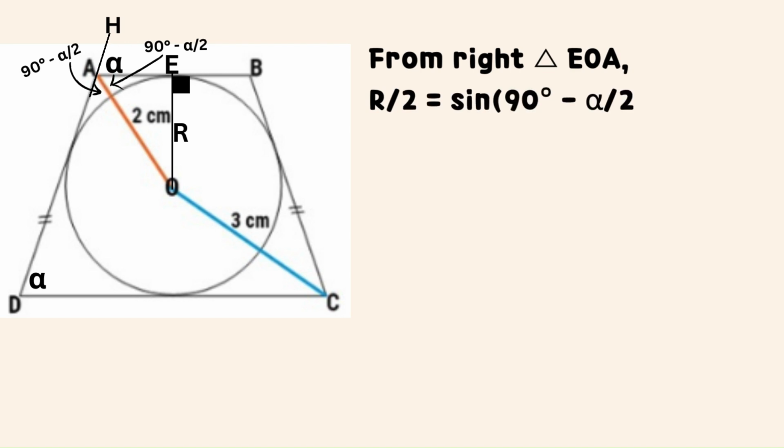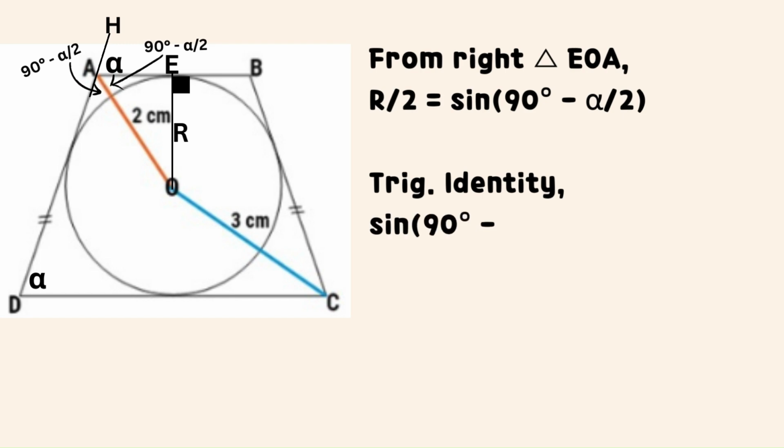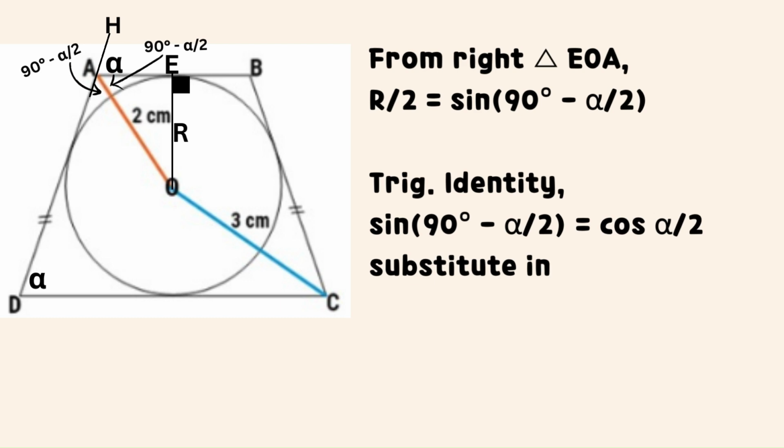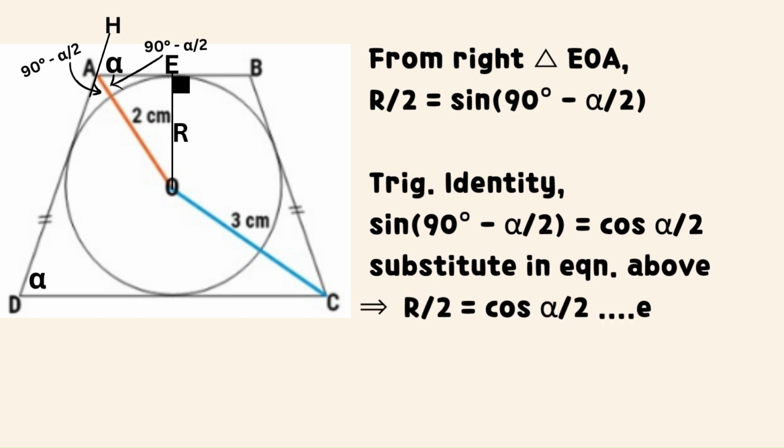From right triangle EOA, half of r equals sine of 90 degrees minus half of alpha. By trigonometric identity, sine of 90 degrees minus half of alpha equals cosine of half of alpha. Substitute in the equation above. We have that half of r equals cosine of half of alpha. We call it equation 1.